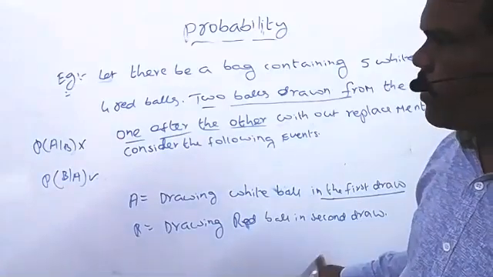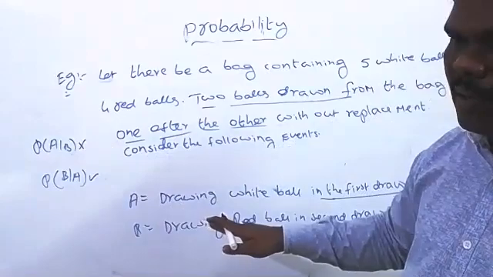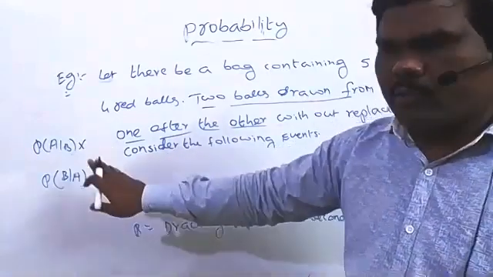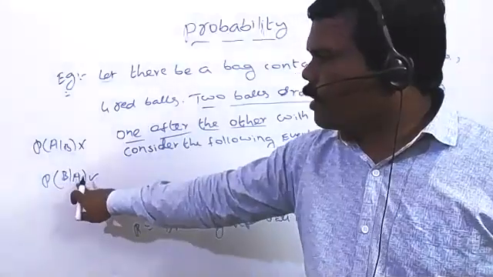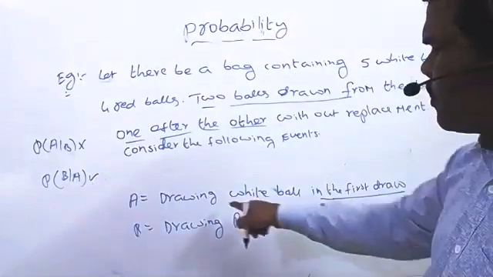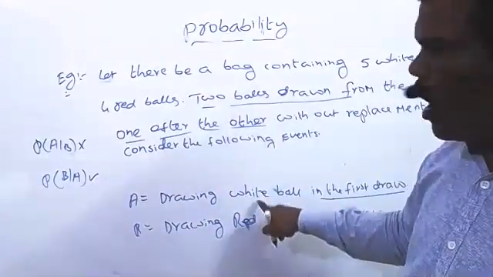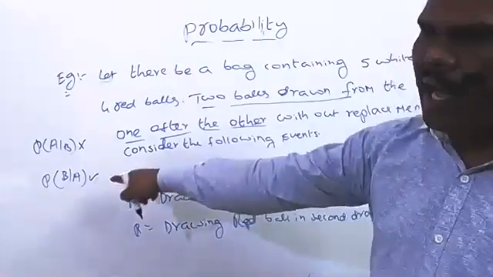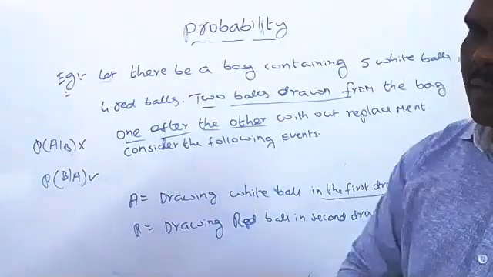So clearly, what happened? The probability of A by B is not possible. The probability of B by A only is possible, because before drawing B, A has occurred. Out of the total 9 balls, A has already occurred. That means we have already drawn one white ball. Keep it on one side.